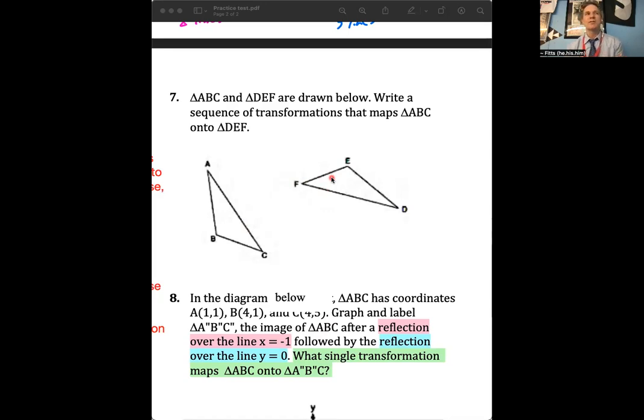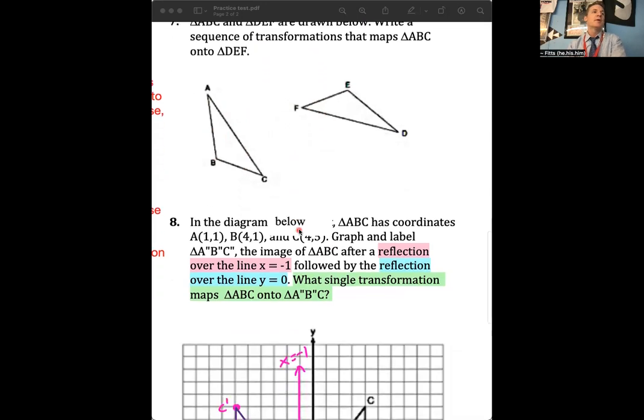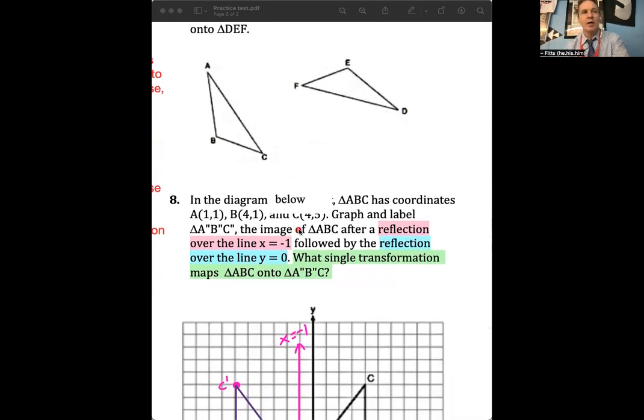It can't be 2 translations, because then these points would still be pointing, like the A would still be up top here. So it looks like a translation and rotation, or maybe 2 reflections. So number 8, this is one I'm gonna do a little bit more work on. So I'm gonna pause right now and we'll take a look at number 8.